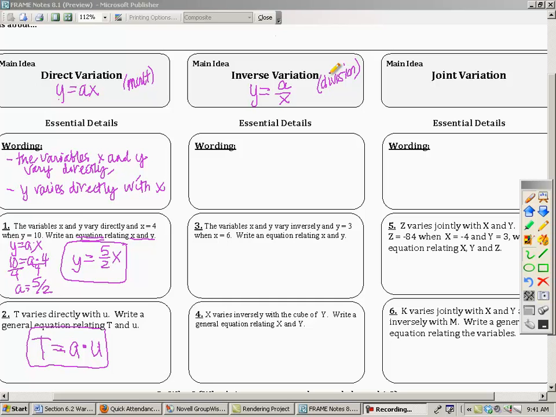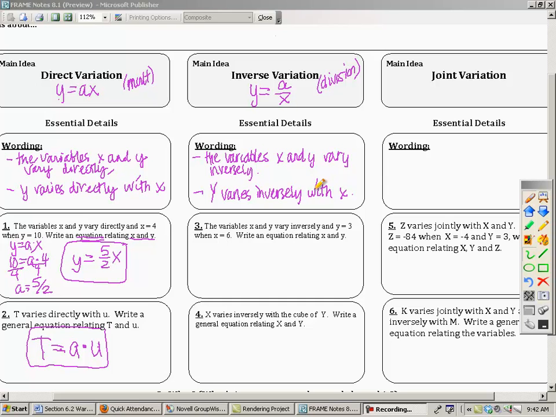Okay, so what ways is your book going to write this in words? Well, I'm going to go the same way as I did with direct. They are going to give you this. The variables x and y vary, instead of directly this time, they're going to say vary inversely. And that just means there's a division with them. The second way, I'm going to follow the same as last one. Y varies inversely with x. Okay? So that's the idea as we're going through. It's the wording that we want you to look for.